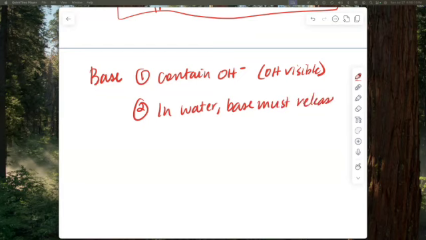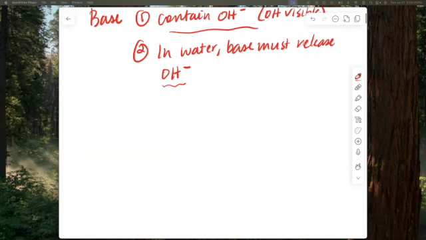release OH ions. So usually with the Arrhenius base, once again, it must contain an OH. It's going to be visible. It won't be implied. It will be seen. And then in water, the base must release the OH ions. So the example I'm giving you here, now I can safely say, sodium hydroxide.